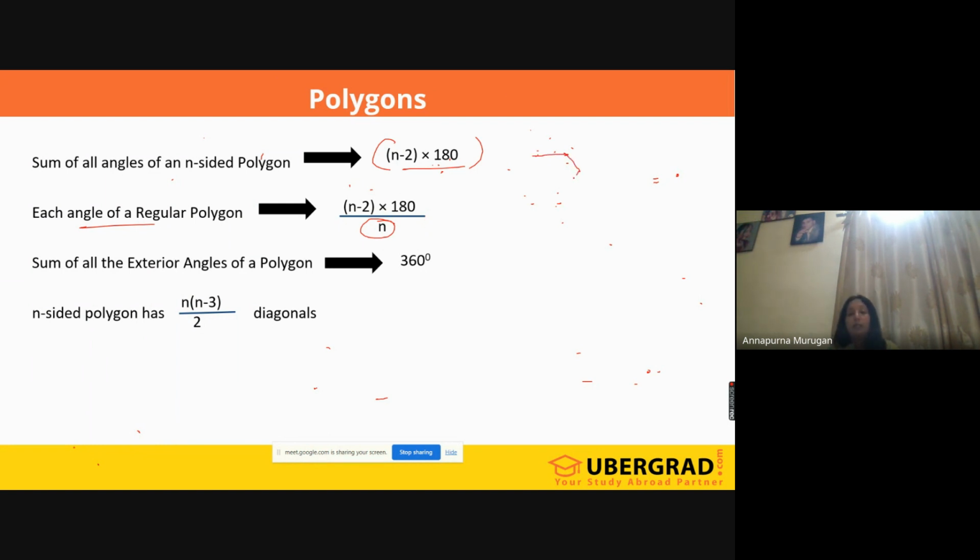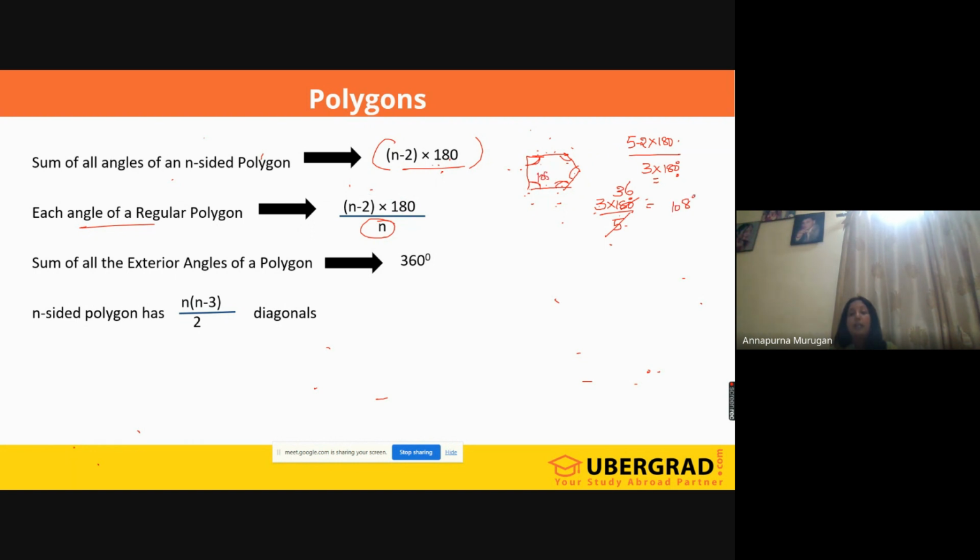For example, let me take a pentagon, 1, 2, 3, 4, 5. How many internal angles? 1 angle, 2 angle, 3 angle, 4 angle, 5 angle. So these are internal angles, guys. Let us see first the total interior angle: 5 minus 2 into 180 degrees, that is 3 into 180 degrees. To find each internal angle, 3 into 180 divided by 5. How many times does it go? 5 3s are 15, 5 6s are 30. So 18, 3 3s are 9, 108 degrees.